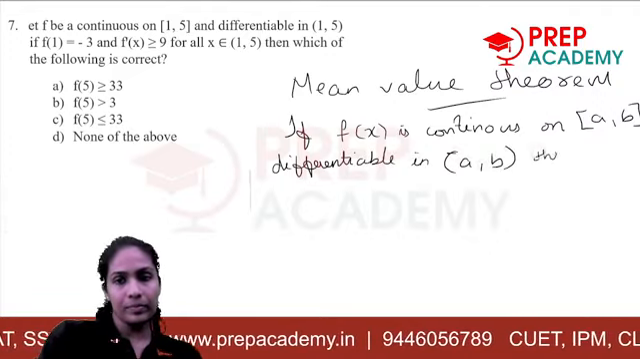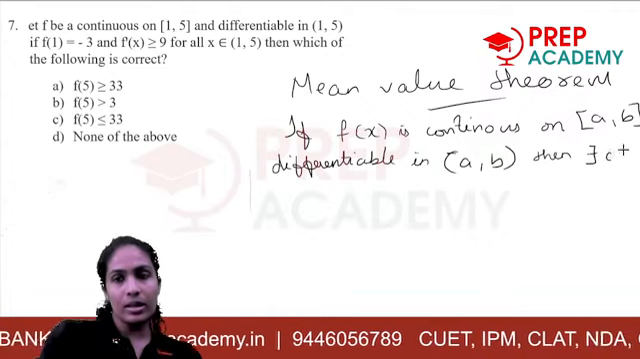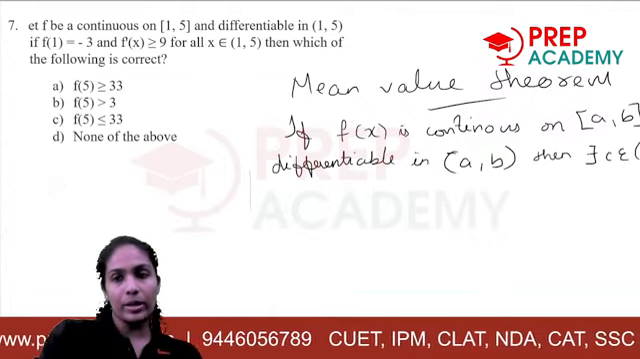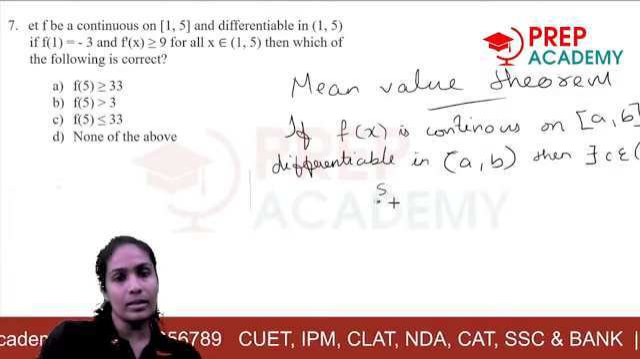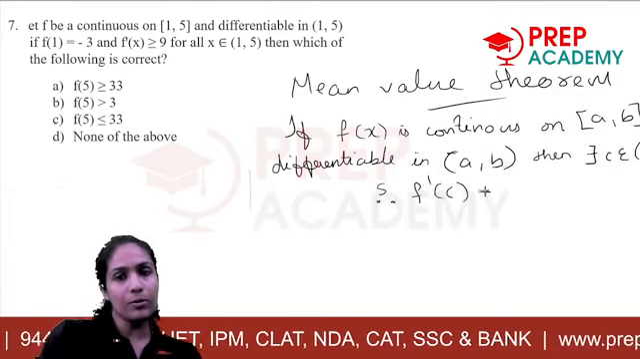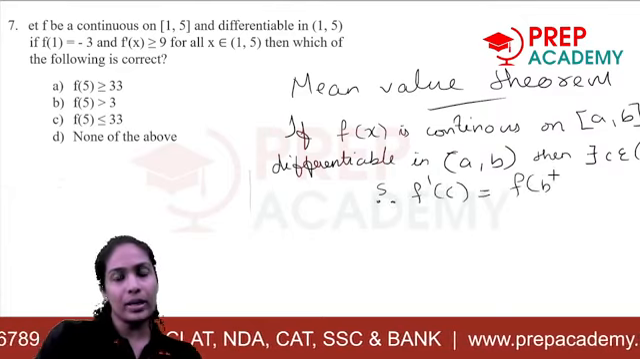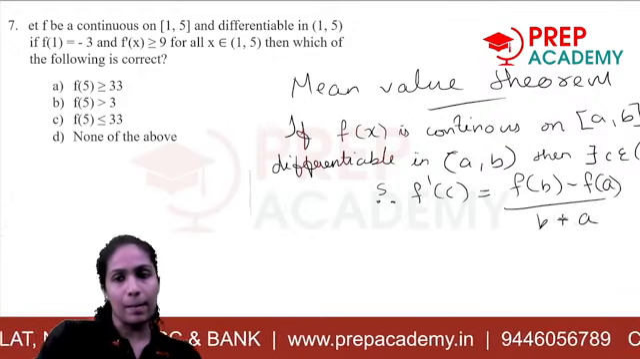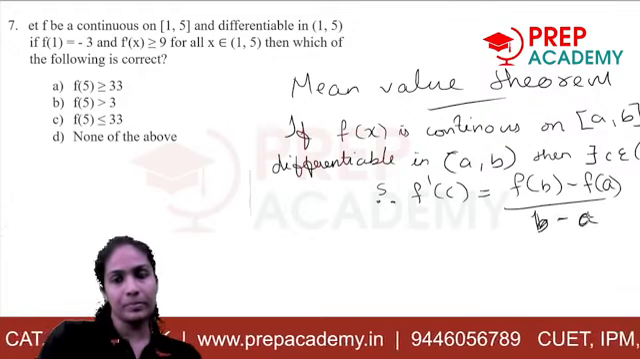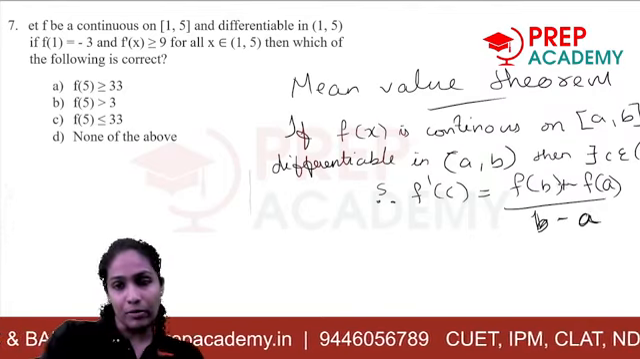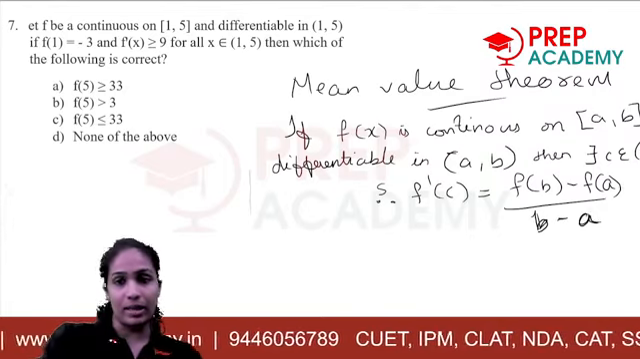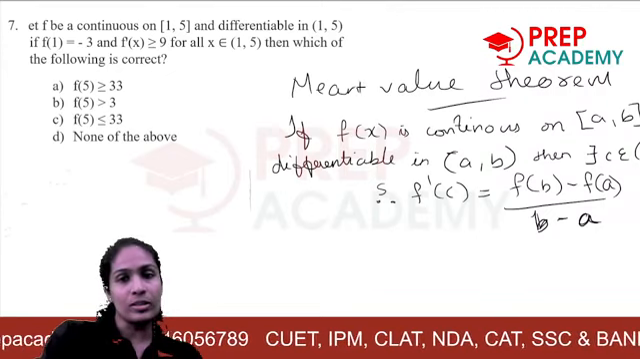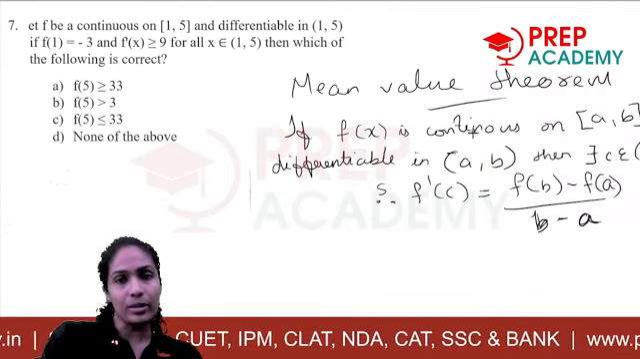then there exists c in the open interval AB such that f dash of c is equal to f of b minus f of a by b minus a. So this is the statement of the mean value theorem. You have to apply this theorem.